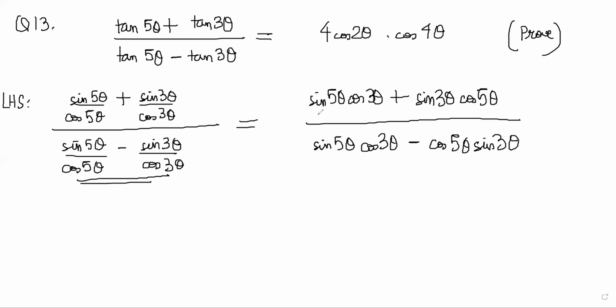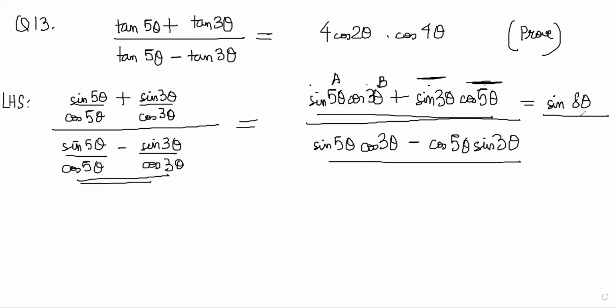Looks familiar. It is familiar because it's the sine A plus B and sine A minus B formula. So this is sine A cos B plus cos A sine B, right? A is this, B is this, right? So it is sine A plus B. So it is sine 5 plus 3, 8 theta, right? And this is sine A cos B minus cos A sine B, so sine 5 minus 3, so 2 theta, right?